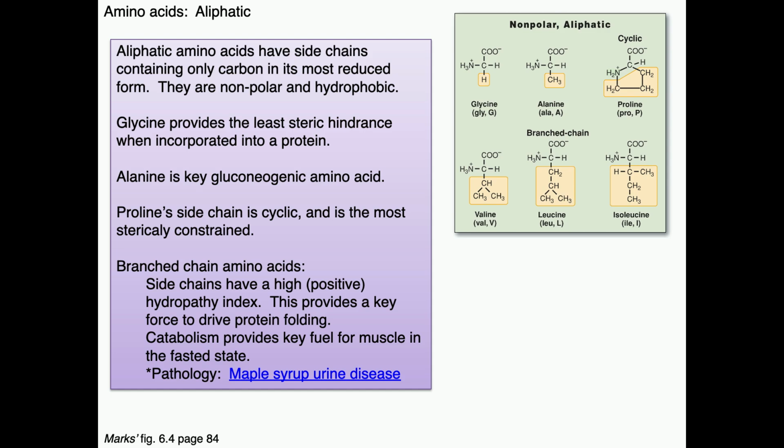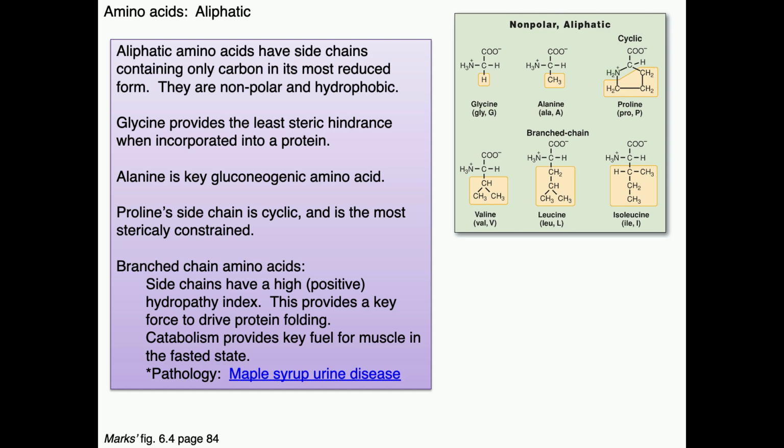As far as properties of individual amino acids within the class, I think you should know glycine. That's the simplest amino acid. It doesn't have any R group, it just has a proton there. And the importance of that is that this is the most flexible amino acid, and it imparts the most wiggliness, if you will, or the most degrees of freedom for structures that a protein can adopt. So the least steric hindrance would be with glycine.